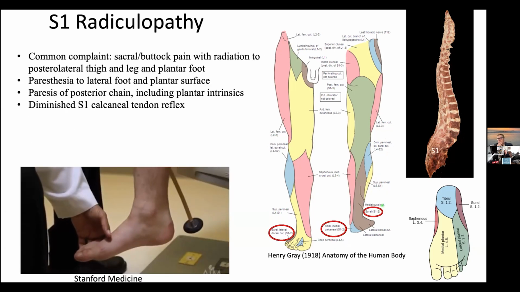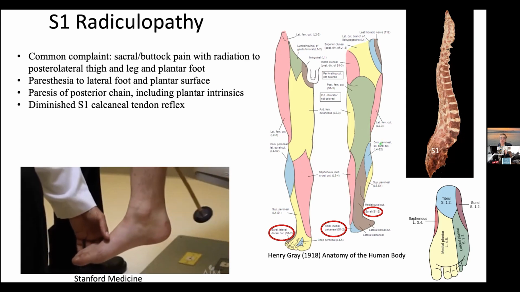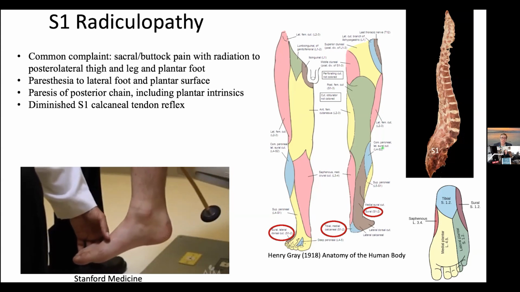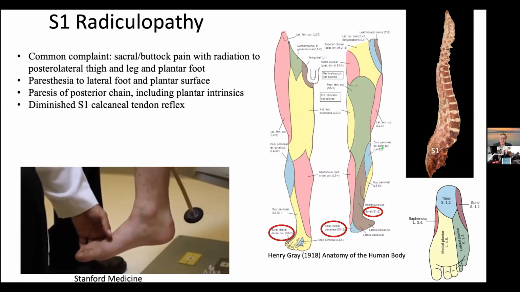Moving to S1, that S1 radiculopathy is going to radiate to the posterior thigh and leg in the distribution shown in green and brown and that blue there. And commonly, it's going to have paresthesia to the lateral and plantar foot, mostly along the sural and plantar nerve pathways. S1 has motor roots throughout the entire posterior chain, so you may detect paresis anywhere from gluteus maximus, biceps femoris, gastroc, soleus, flexor hallucis longus, plantar intrinsic foot muscles.